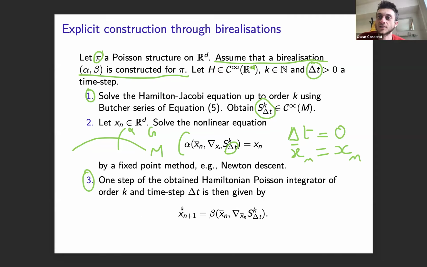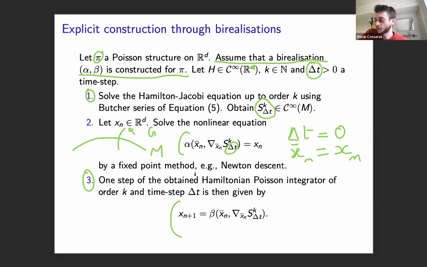And this last step is explicit once you know beta, right? Beta is given because the B realization is given. So this last step is explicit. Step 2 is implicit. You have to solve a nonlinear equation, which is not so hard to solve.